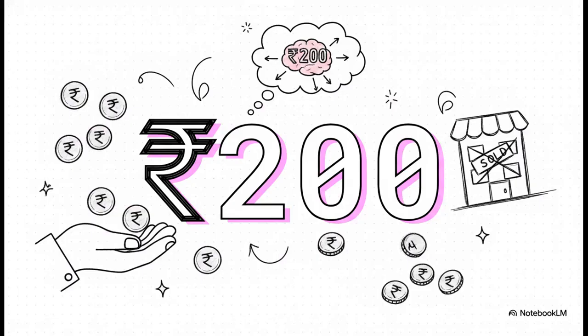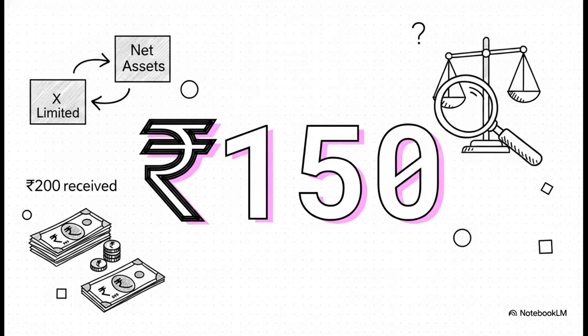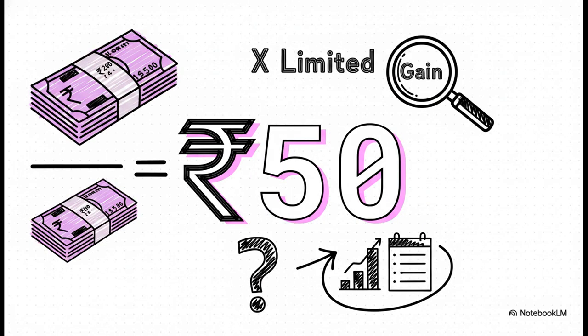So let's look at the cash. On the disposal of this retail business, X Limited receives a total consideration of exactly 200 rupees. Just keep that number in your head for a second. 200 rupees is what X Limited gets in its pocket. But here is where it gets interesting. Against that 200 rupees received, the actual book value of the net assets that X Limited disposed of was only 150 rupees. And this brilliantly illustrates our dilemma. 200 rupees received minus the 150 rupee book value leaves us with a difference of exactly 50 rupees. So X Limited has a gain of 50 rupees on this sale.